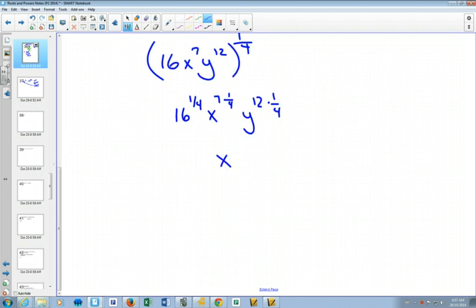Simplifying my variables, you would just leave x to the 7 over 4. This one simplifies to y cubed. And if you couldn't simplify 16 to the 1/4, you would leave that. But do you know the 4th root of 16? It's 2. So you also have to be thinking of your numbers and thinking of your perfect squares and perfect cubes and saying, could I simplify that number?